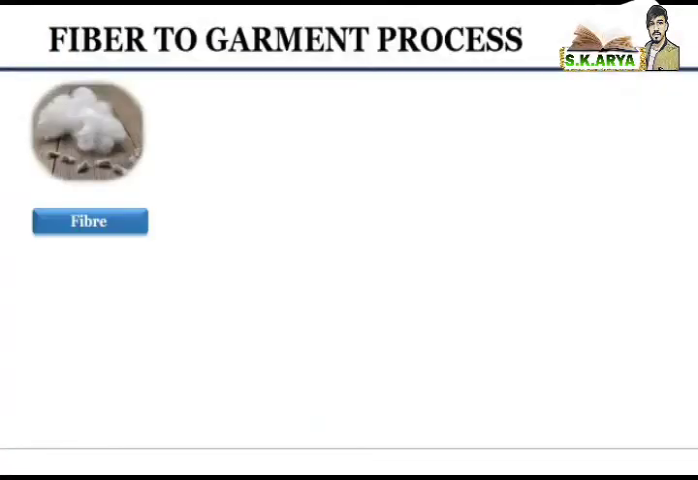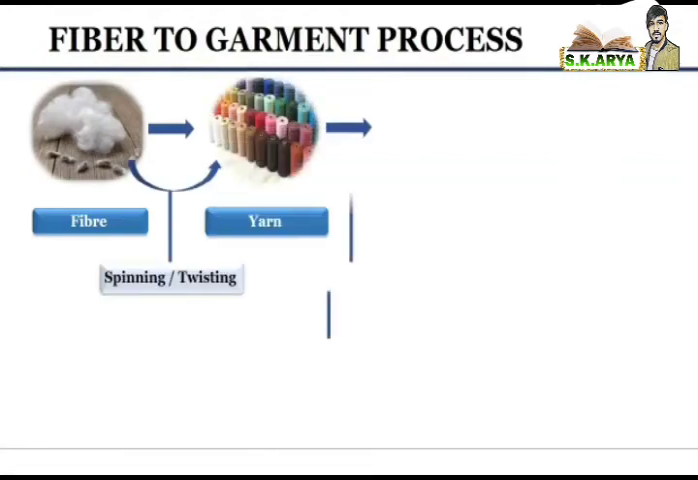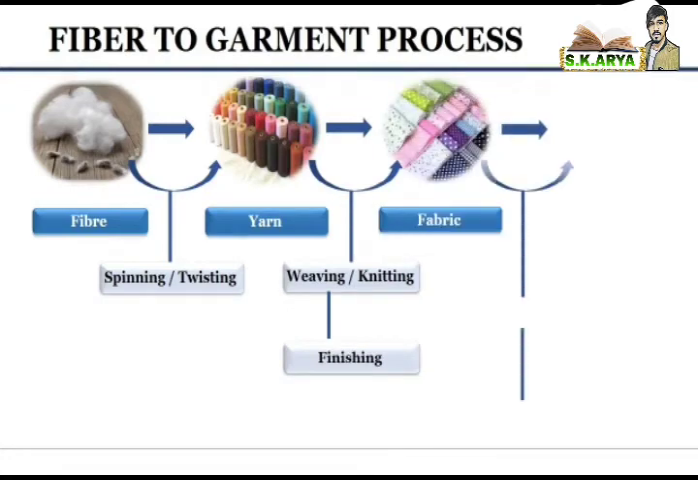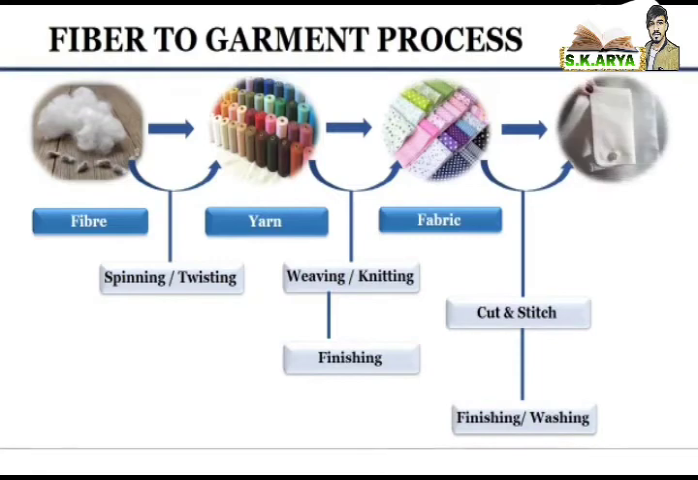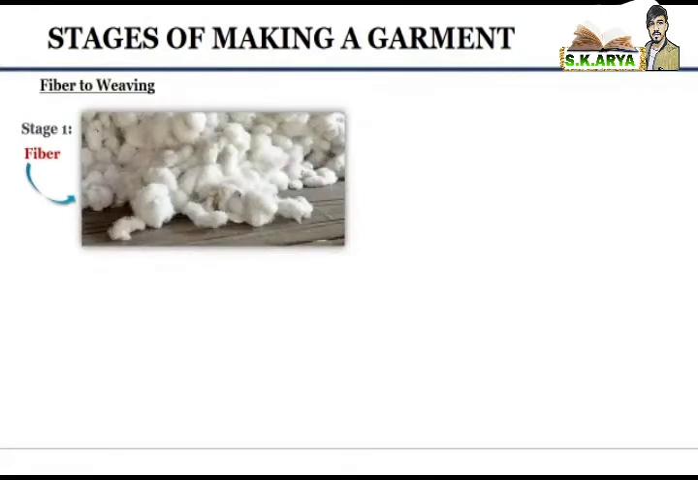Now that we know how a fabric is made, let's see the process of making a garment. There are a total of 10 stages in making a garment. Let's go through each stage one by one. Stage 1. Fiber. As we all know, at this stage, we collect the raw materials either naturally or artificially and clean them to remove the dust particles.